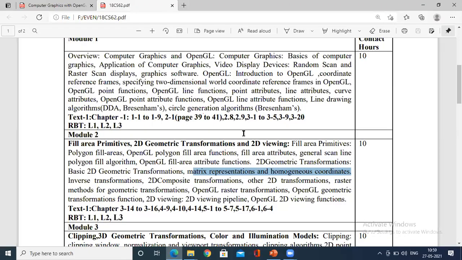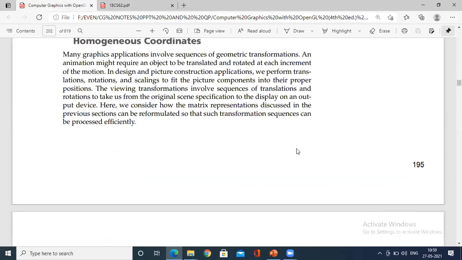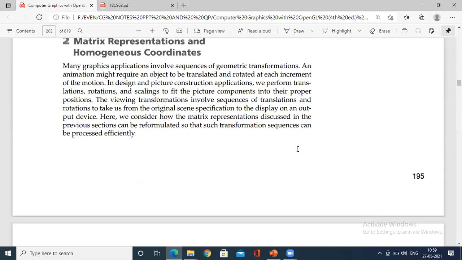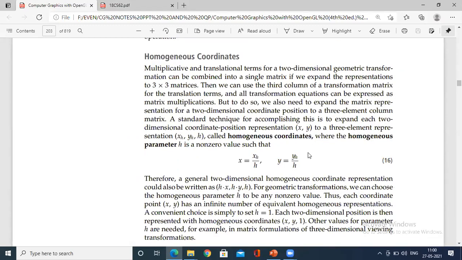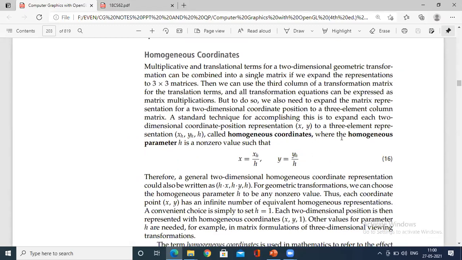So same concepts. What you have to understand is the representation of a matrix in the homogeneous coordinate system. This is a general representation where M1 is a 2 cross 2 matrix. For a translation, it is an identity matrix, whereas for rotation and scaling, M2 is just a translation factor, a column translation along x-axis and y-axis. Clear?